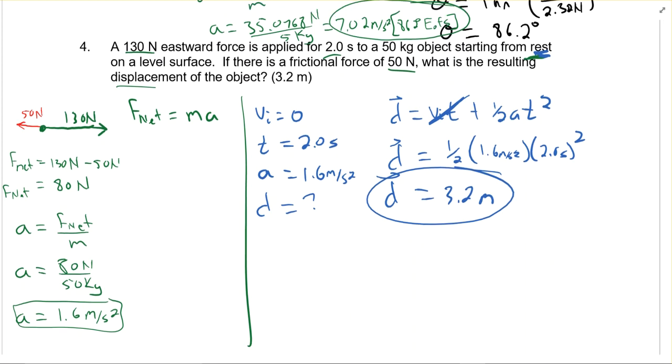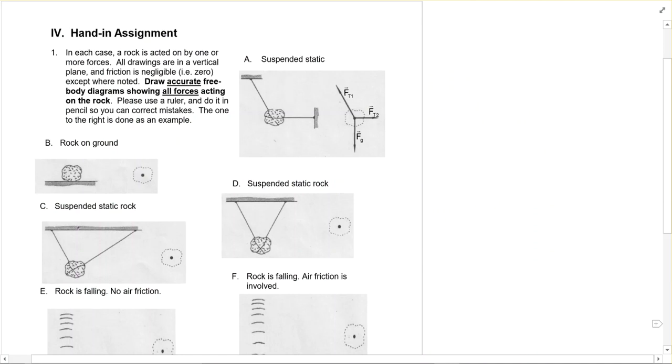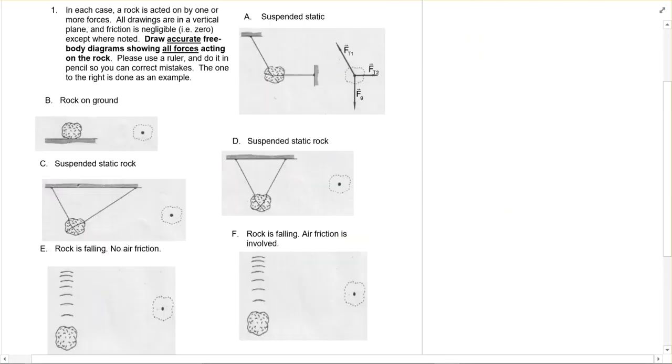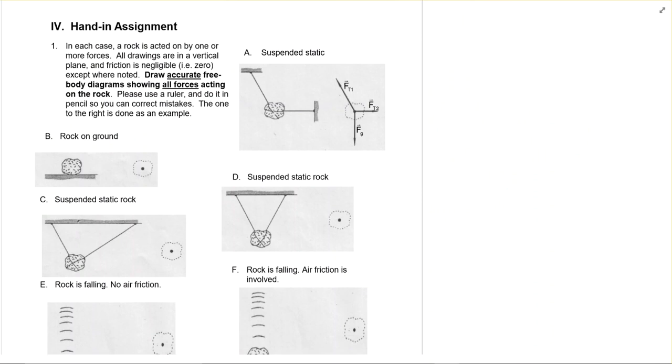Okay, so that's going to be it for the practice problems. I'd like you guys to go ahead and do the hand-in assignment now. First part here is just figuring out what the free body diagram actually looks like. So you want to have all your forces labeled. Like in this case, we've got a rock being suspended by two things.